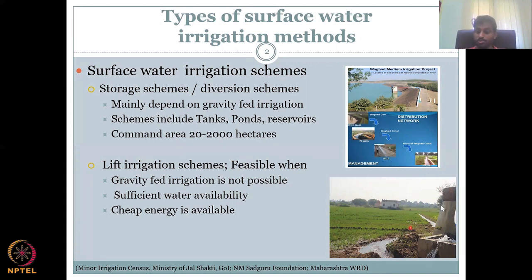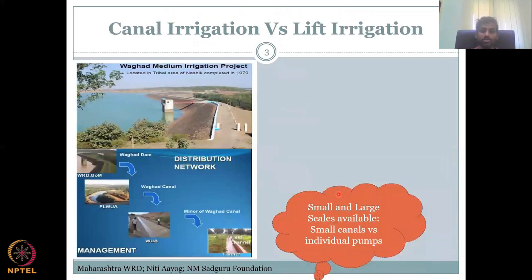So you'll have to pump it to one small reservoir or small tank, and from the tank it is released in a timely fashion to all other farmers. So this is the very, very important difference between your canal irrigation versus lift irrigation.